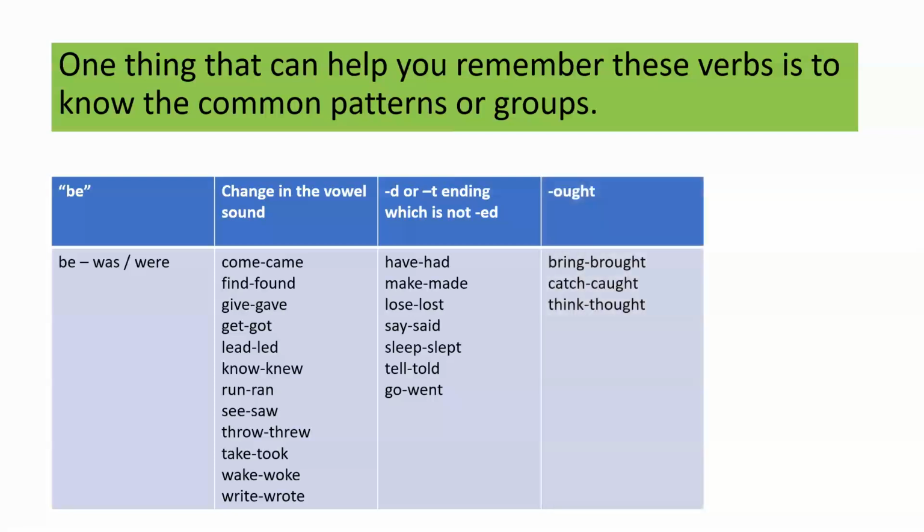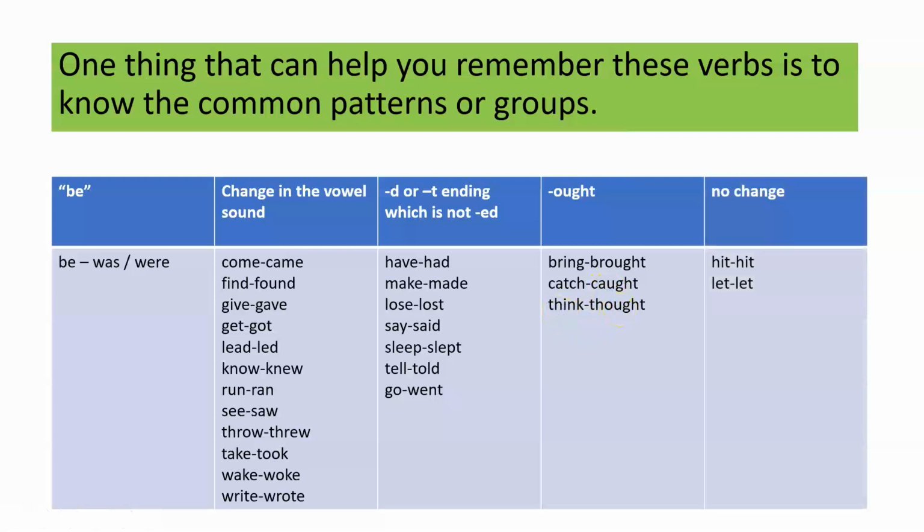So these are words that are a little bit like regular verbs because they end with that D or T sound. Another group is this crazy group that ends with O-U-G-H-T. That's how we get bring, brought, catch, caught, and think, thought. And then finally, there are some verbs where there is no change between the base form and the past. And this is where we see things like hit, or let. Usually these words end in the letter T, and they're pretty short.